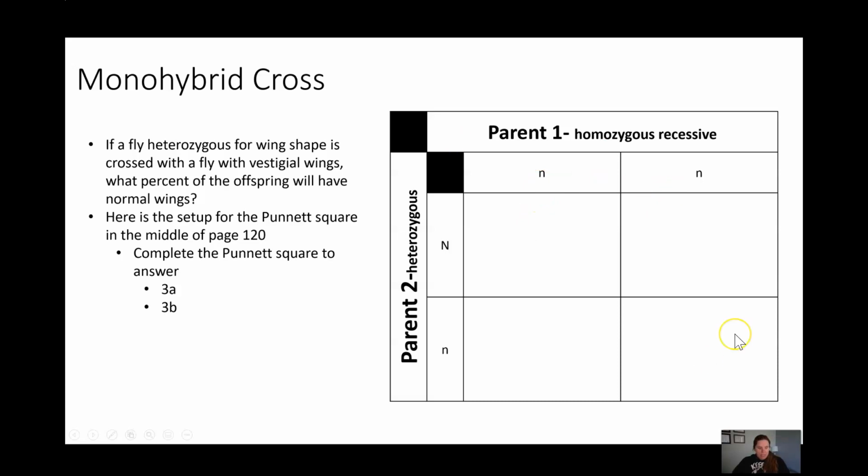So again, this is in the middle of page 120. I set up the Punnett square for you here. Complete the Punnett square and use that completed Punnett square to answer questions 3A and 3B.